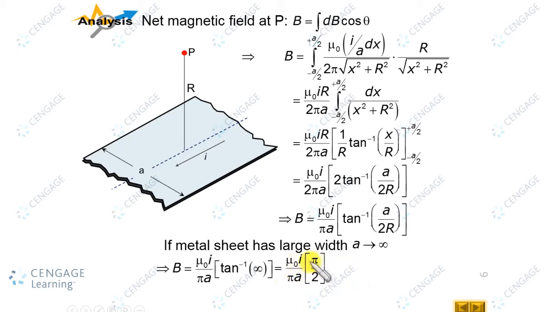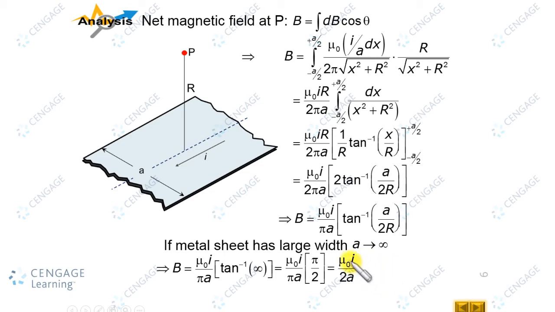So we have the result mu naught I divided by 2a. And we know I divided by a is nothing but the current density over this strip or over this side. So we can represent I divided by a, that is the current density, by a different term, that is J.